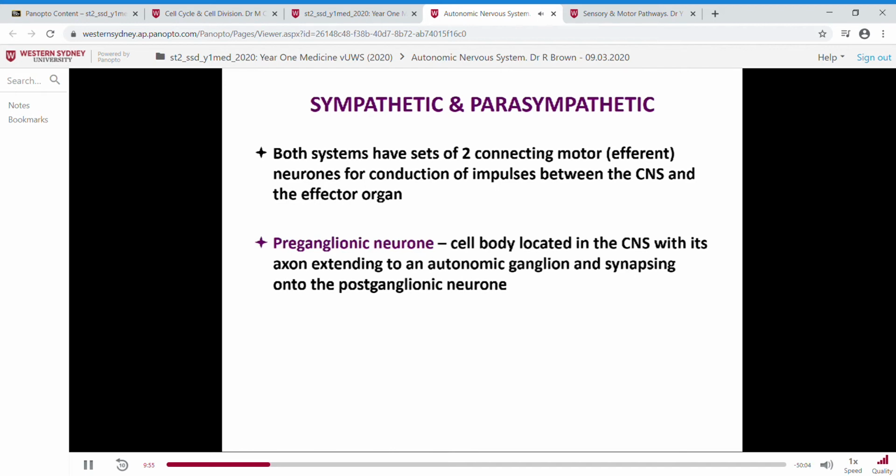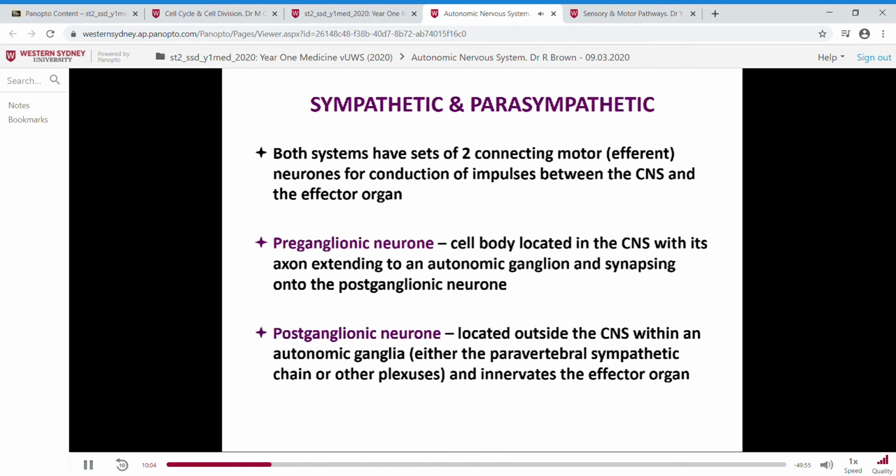An autonomic ganglion is just a cluster of neuronal cell bodies located outside of the central nervous system. Postganglionic neurons are located outside the CNS within an autonomic ganglia, either a paravertebral sympathetic chain or other plexuses, and they innervate the effector organ. This will become a little bit clearer within the next few slides.